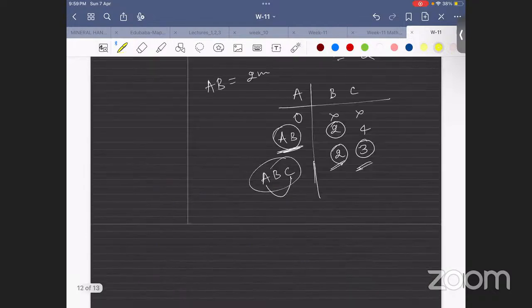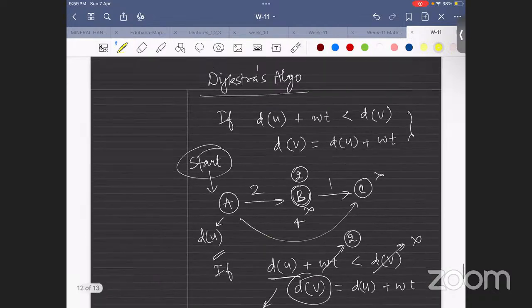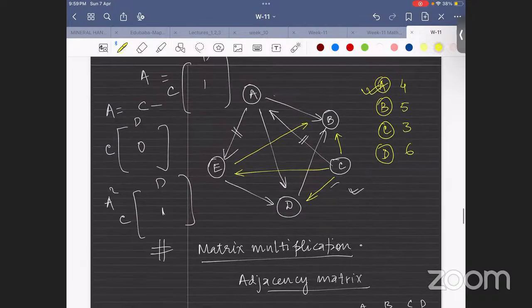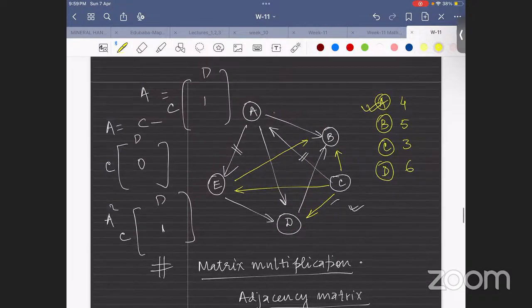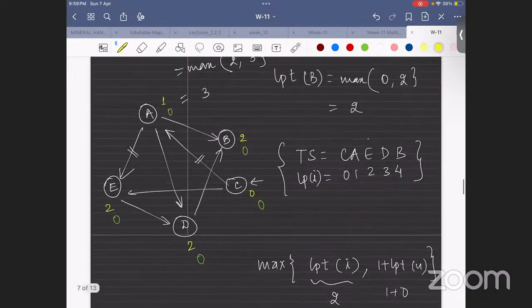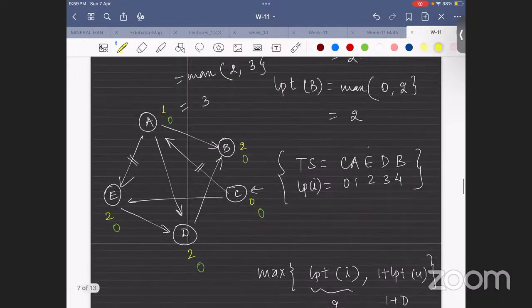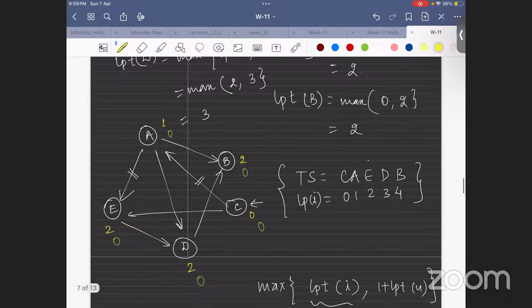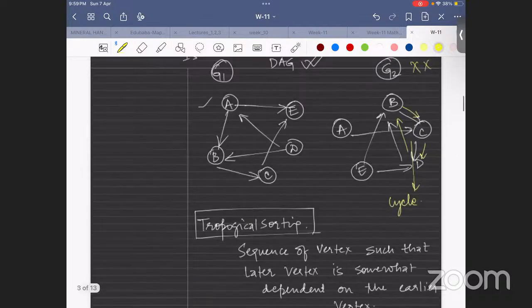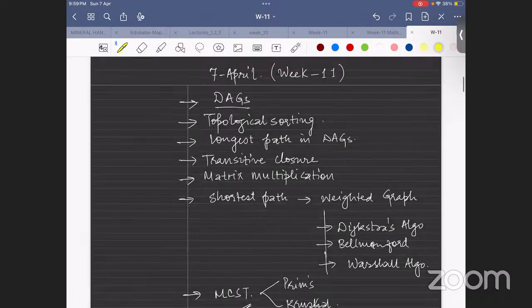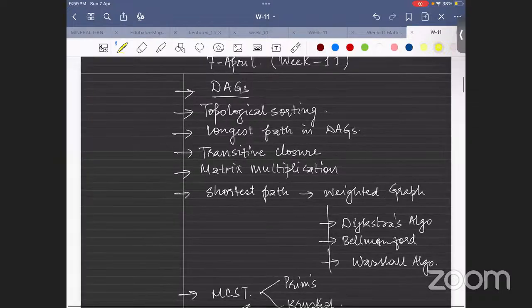Okay. So from the starting, I'll just give you a brief of whatever we have discussed today. We have started with topological sorting. We have started with DAG, directed acyclic graph. And then we have discussed the topological sorting. How do we do that? How do you write the topological sequence? Then we have dealt with how do you calculate the longest path in a DAG. Directed acyclic graph. How do you find the longest path?